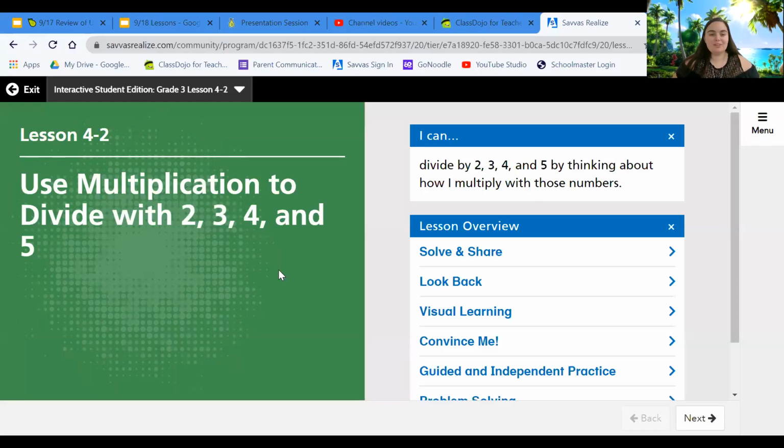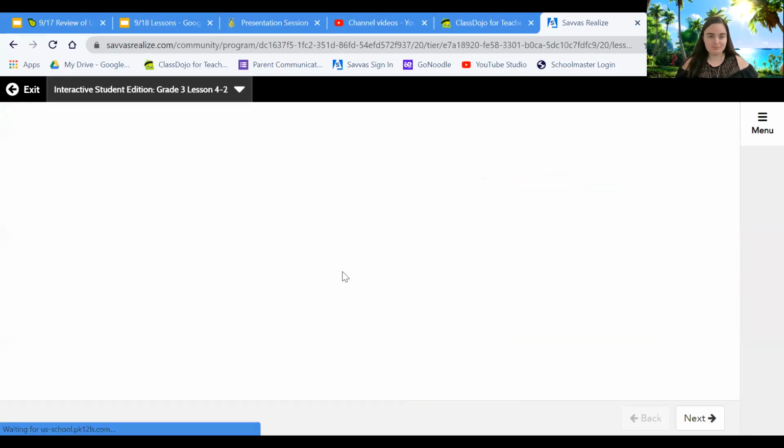Hey guys, okay, so we're going to start with lesson 4-2, using multiplication to divide with 2, 3, 4, and 5 facts. By the end of the lesson, they're going to be able to say, I can divide 2, 3, 4, and 5 by thinking about how I multiply with those numbers. So kind of flipping our thinking over. Let's go ahead and start with our solve and share.